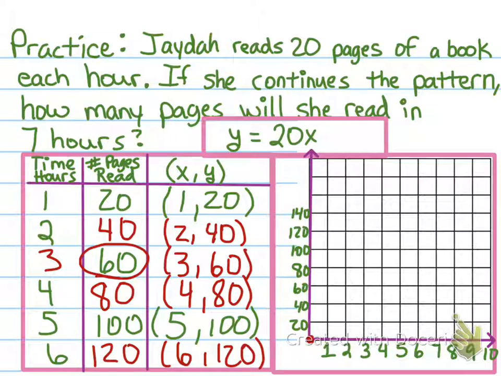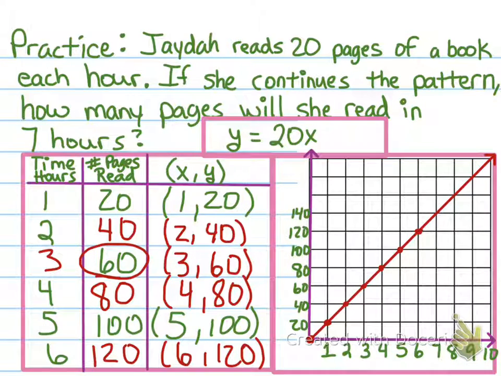Pause the video and graph the ordered pairs on your own, then come back to see if you've gotten them correct. All right, I've created my graph and I've shown my multiplicative pattern. Remember, this differs from an additive pattern because each of my X values is multiplied by the same amount in order to get my Y values.